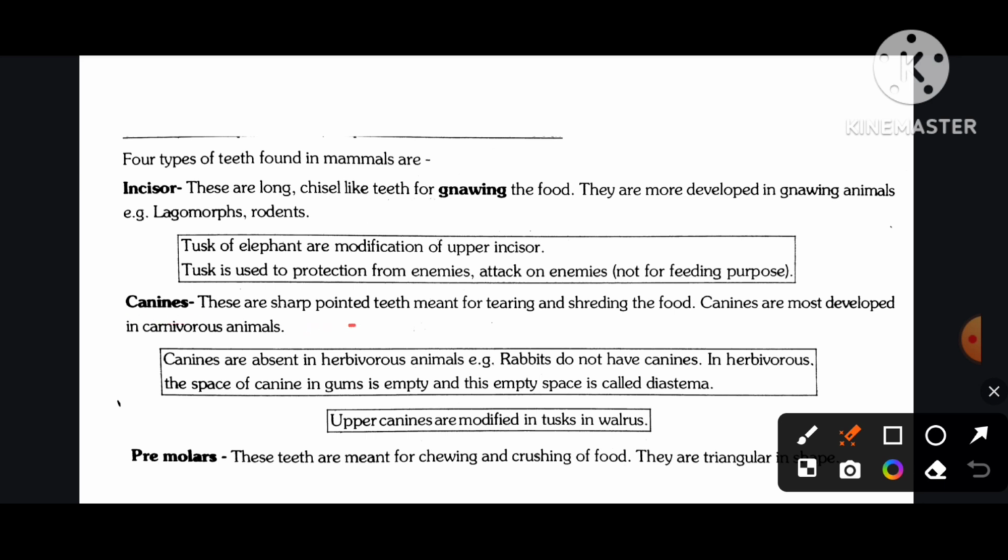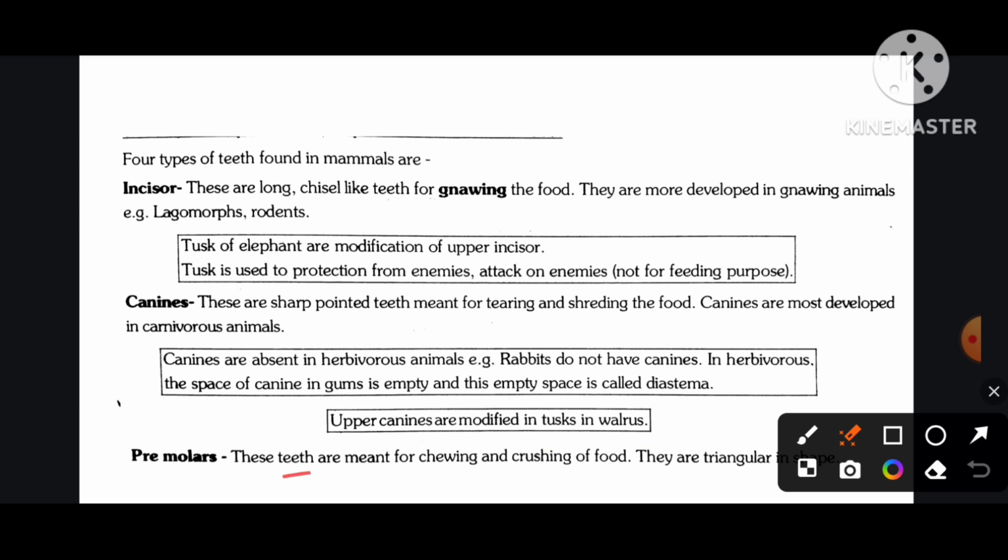Canines. These are sharp, pointed teeth meant for tearing and shredding the food. Canines are most developed in carnivorous animals. Canines are absent in herbivorous animals. For example, rabbits do not have canines. In herbivores, the space of the canine in the gums is empty, and this empty space is called diastema. Upper canines are modified into tusks in the walrus.